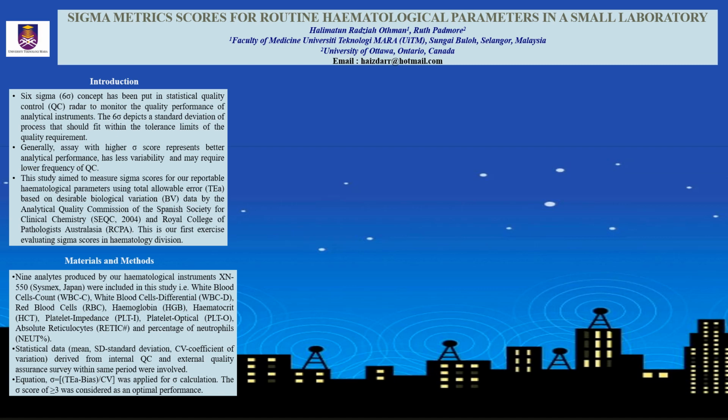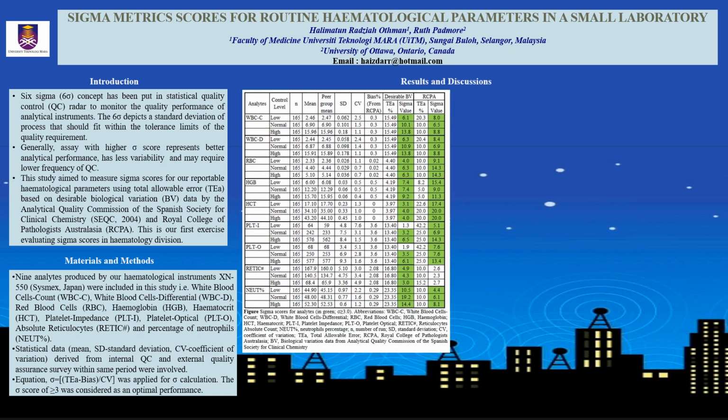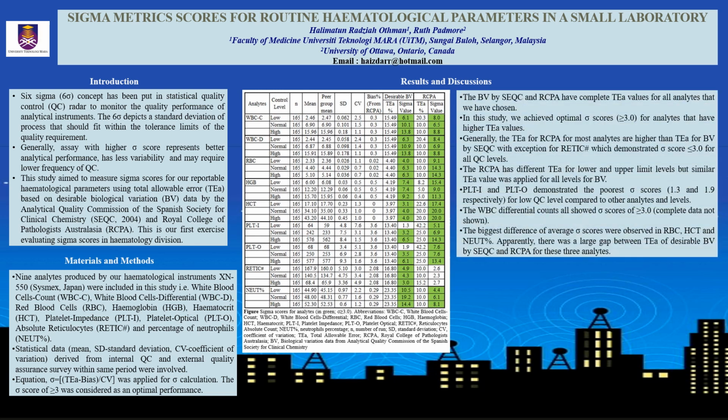A Six Sigma score that is more than 3 is considered as optimal performance. From the table shown here, sigma scores in green boxes have sigma score more than 3. The reason why we chose quality goals of Spanish BV and RCPA is because both have complete total allowable error values for all of our selected analytes.